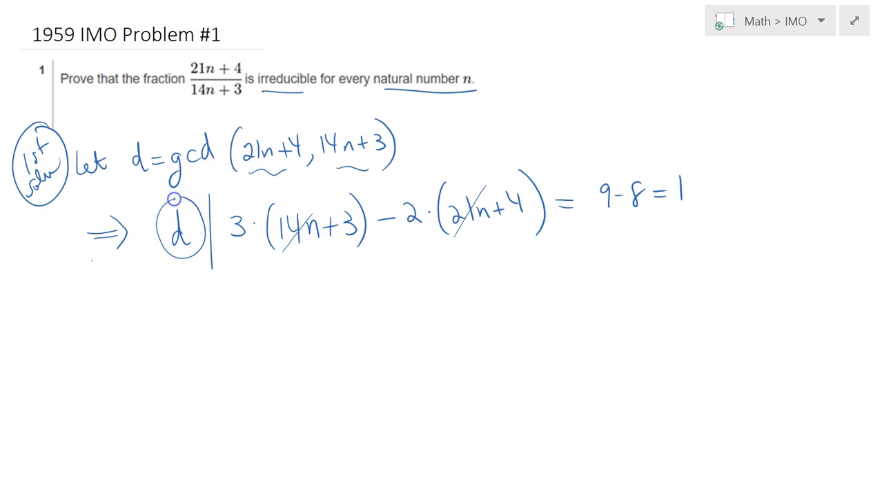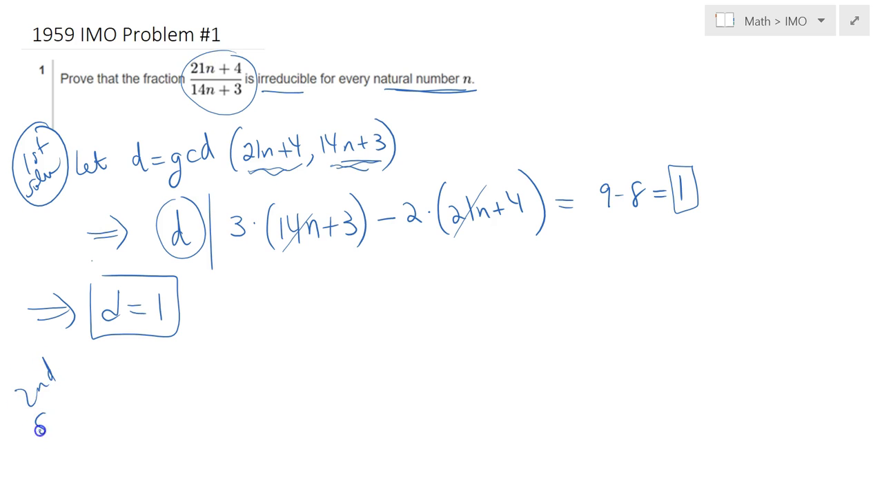So what it means is that the greatest common divisor divides 1, but there's only one value which would do that for natural positive integers, and that's D equal to 1. So this implies that the two expressions in the numerator and denominator are relatively prime, and as such it's not possible to further reduce this given fraction.